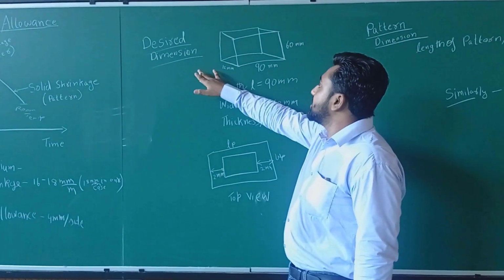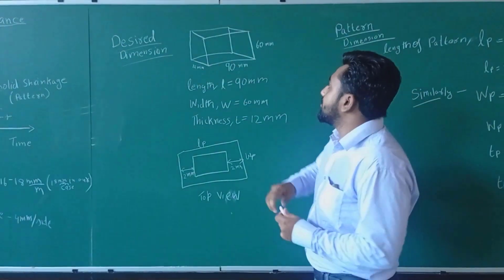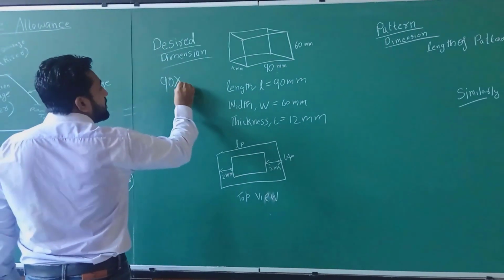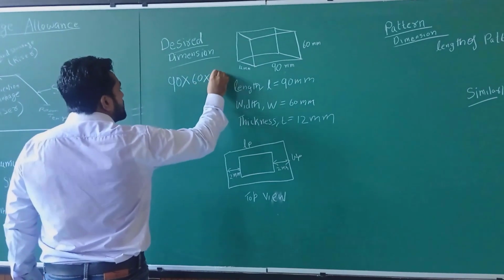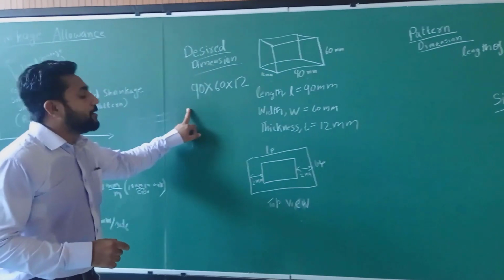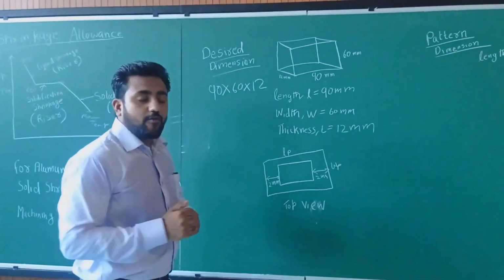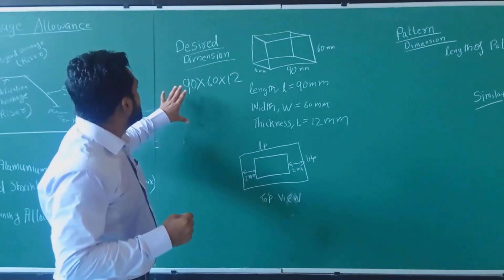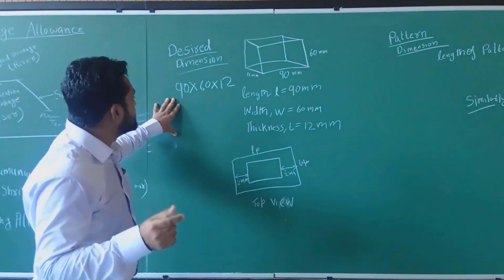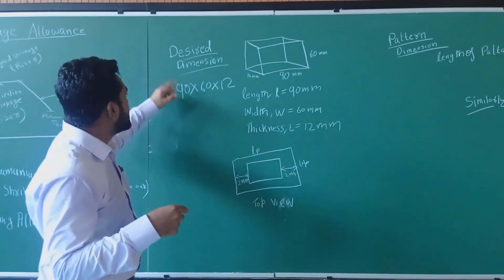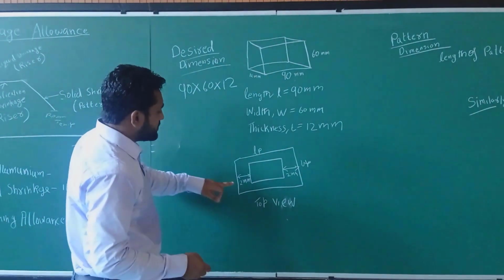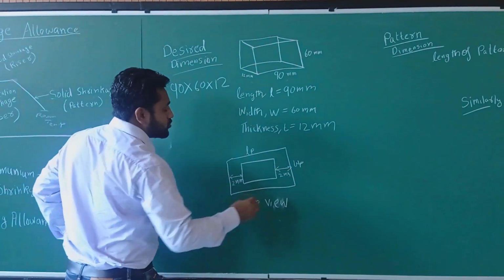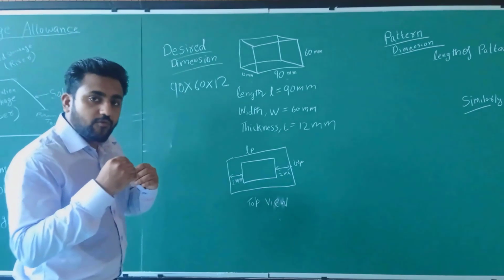You can see that this is the desired dimension, 90 by 60 by 12. But first of all we have to make the pattern, and in the pattern there will be allowances. So if we consider the allowances, the pattern length, width and thickness will be greater than the desired dimension. And you can see here that I was talking about the machining allowance: 2 mm from this side, 2 mm from this side, so the total is 4 mm per side. This is only for the machining allowance.